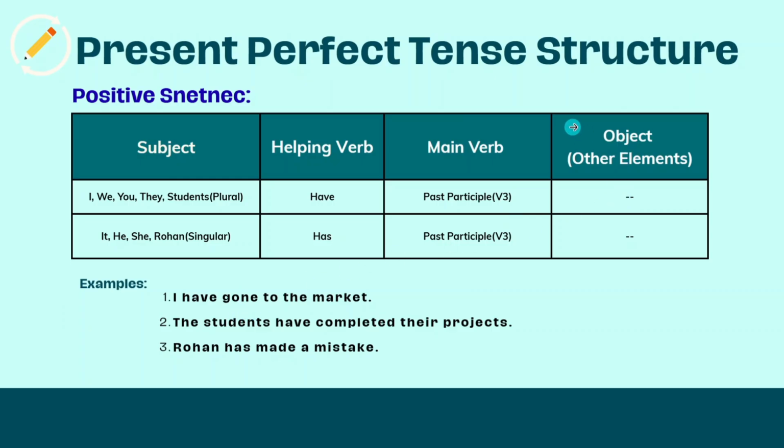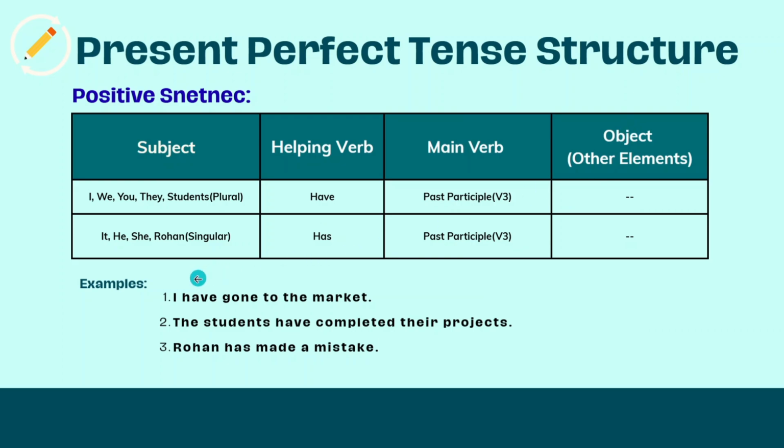Now, keep in mind, if the subject is I, we, you, or third person plural like they, or any other plural noun like students, we have to use have, okay? But if the subject is third person singular, something like it, he, she, or someone's name, like Rohan, we have to apply has, followed by the V3 form of the verb.